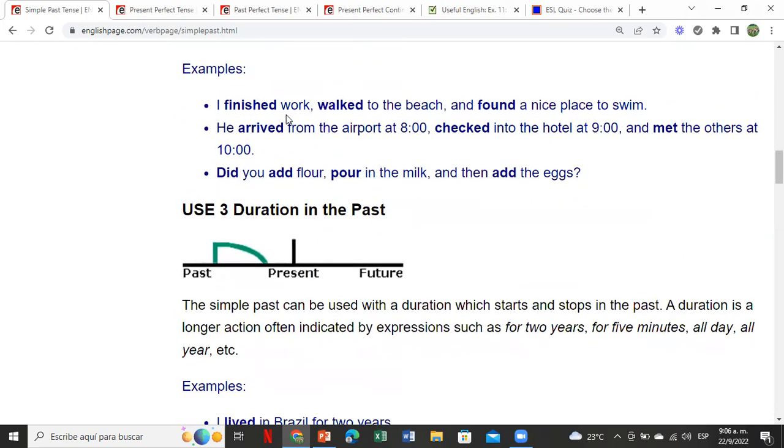Examples: I finished work, walked to the beach, and found a nice place to swim. He arrived from the airport at 8, checked into the hotel at 9, and met the others at 10. Do you add flour, pour in the milk, and then add the eggs?